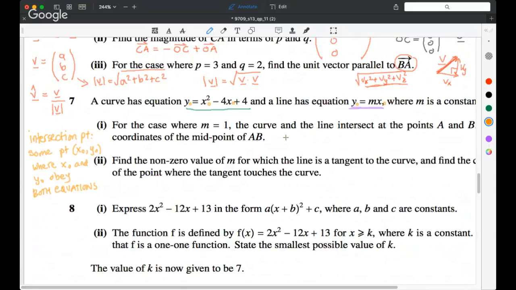Now you're going to have a quadratic equation, x squared, I'm going to drop the naught for now, minus 4x plus 4 is equal to x, m being 1. Take that over, and you're going to get x squared minus 5x plus 4 is equal to 0. Well, this is just a quadratic equation, and you can solve it.